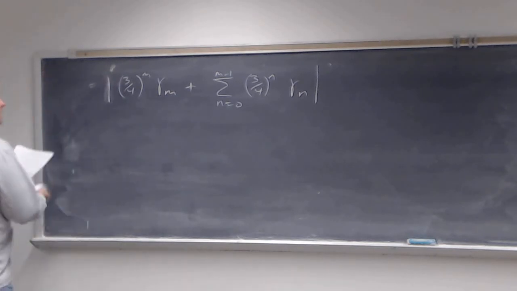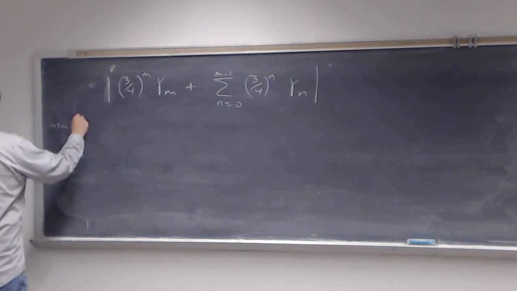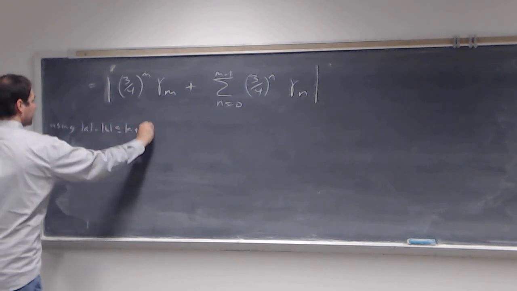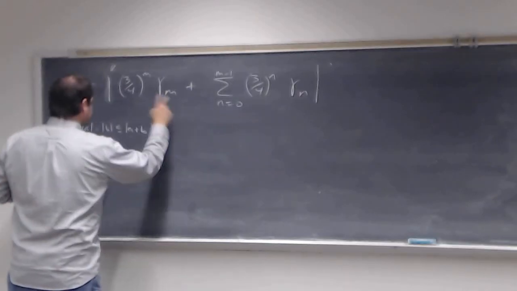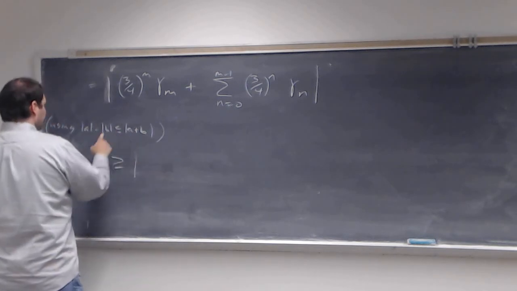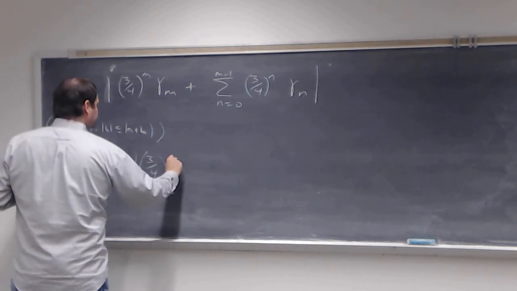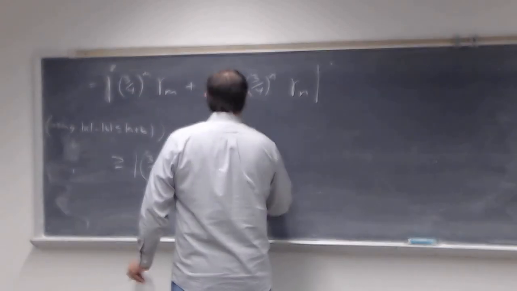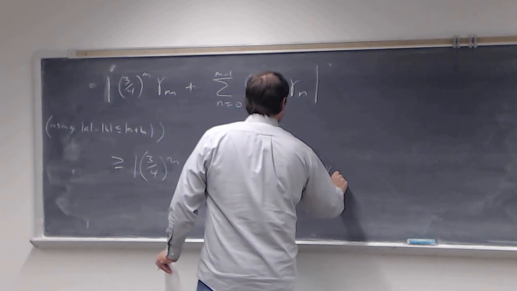Now, what I'm going to do next is use that the absolute value of A minus the absolute value of B is less than or equal to the absolute value of A plus B. So this is my A, this is my B. So using this, this part is going to be greater than or equal to, so I'm going to write down this part. So it's 3/4 to the m, gamma sub m, minus the absolute value of the sum as n runs from 0 to m minus 1, of 3/4 to the n, gamma sub n.